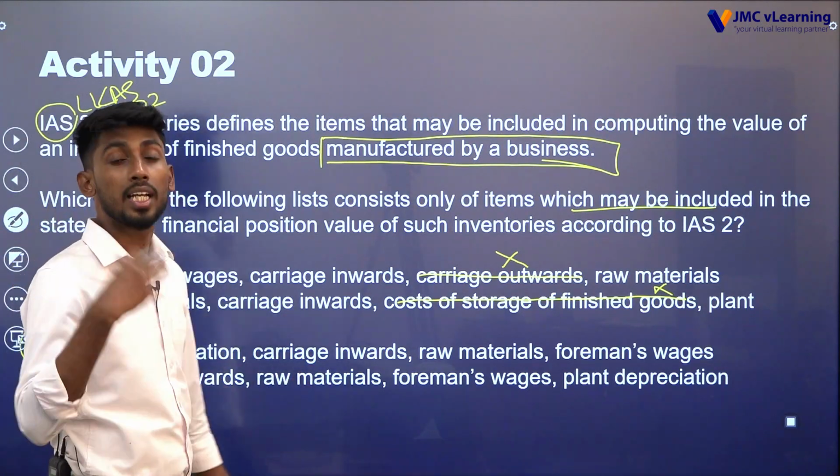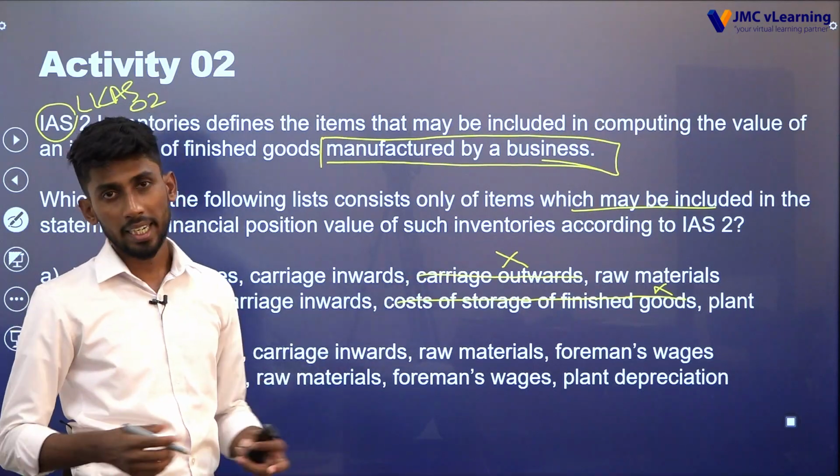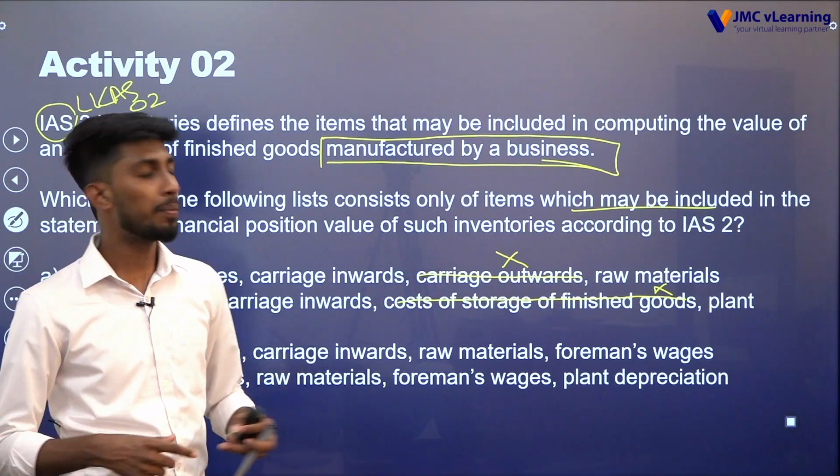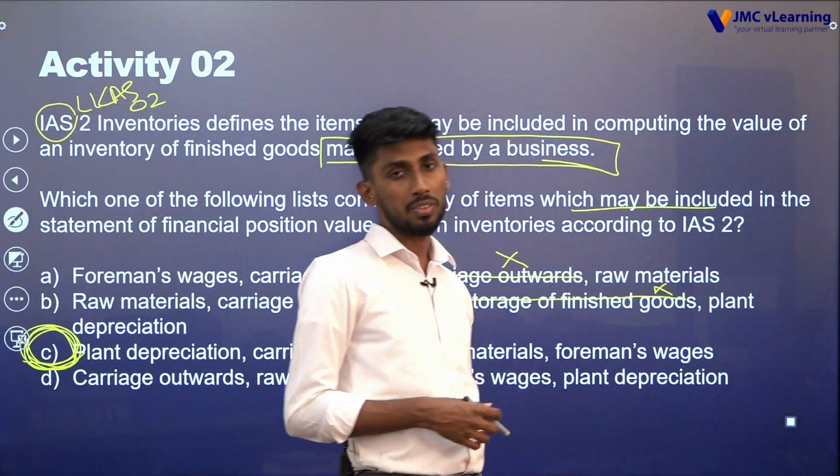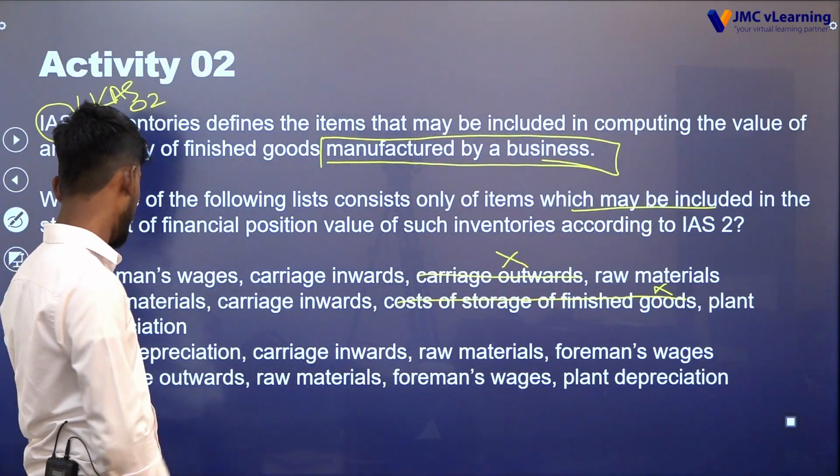Plant depreciation can be taken. Why? The plants are depreciated only when the goods are produced. Carriage inwards, yes, can. Raw material cost can. Foreman's wages can. I told you it's a factory worker.